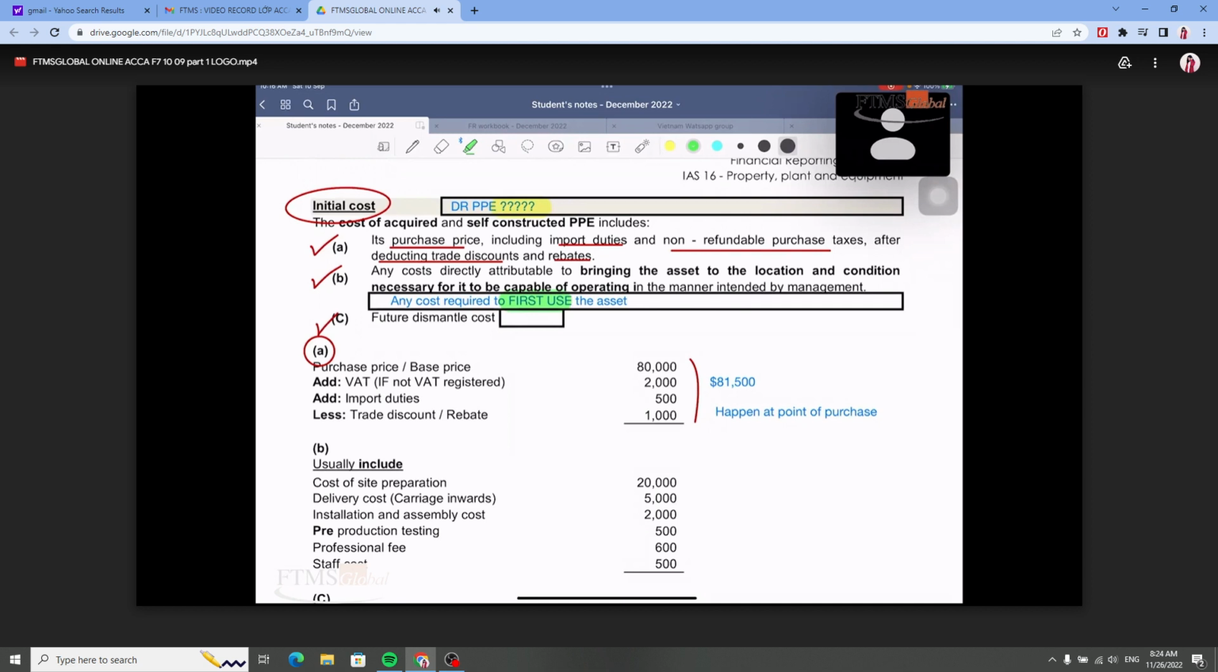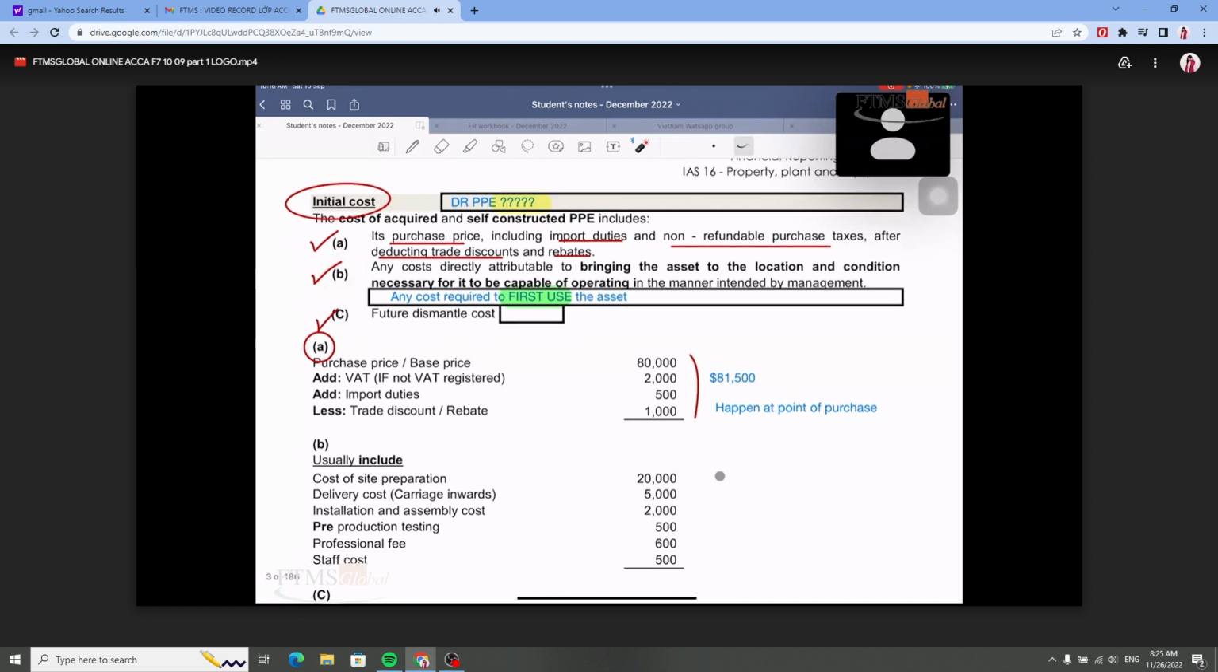Okay, so you just need to ask yourself this question. When do I incur this cost? You got two answers. Before first use or after first use. If it's before first use, right, then it will be B. Understand? Then, of course, if you incur the cost after first use, then it will fall outside this B.